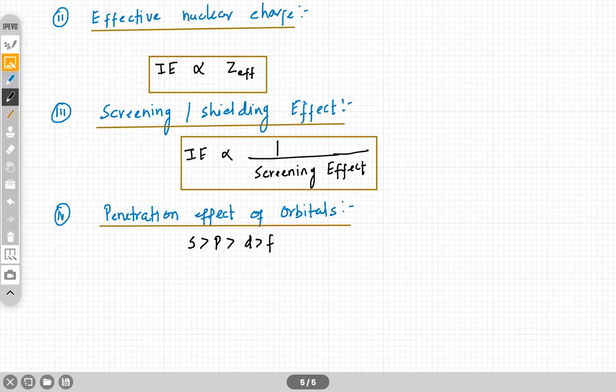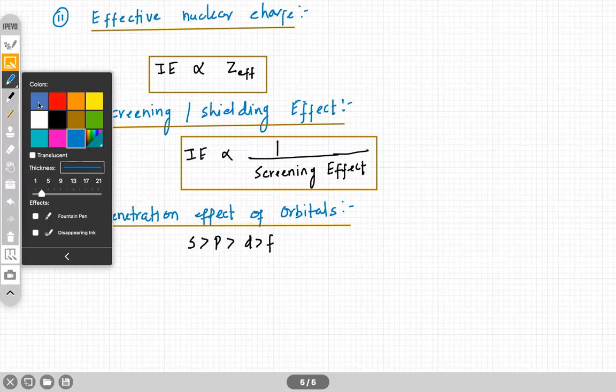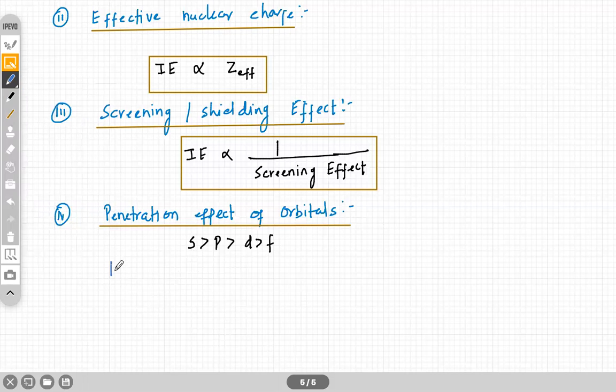Like for example, I'll show you this one. Suppose we have magnesium, okay? Let's take this example. We have magnesium and we have one more, that is aluminium. Give it a try. Tell me which one has more ionization energy, magnesium or aluminium? Magnesium. And why magnesium?